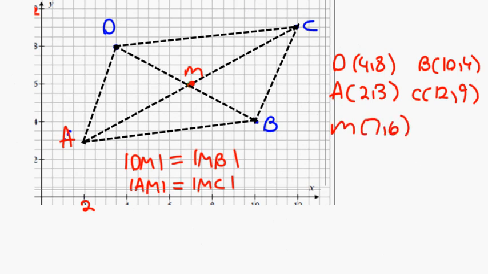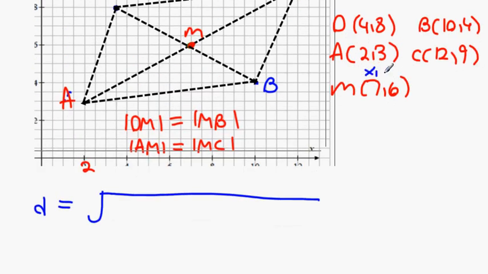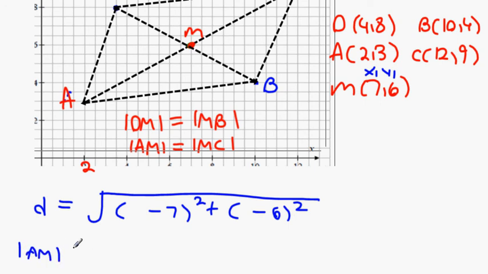So what we're going to do each time is use the distance formula, and each time we're going to use M as x1, y1 all the time. Okay, so it's going to be something minus 7 squared plus something minus 6 squared. So first of all, the length of AM. AM is going to have a 2 there and a 3 here. We're just going to put that into the calculator. You're going to get 5 squared plus 3 squared, which is going to be the square root of 34.